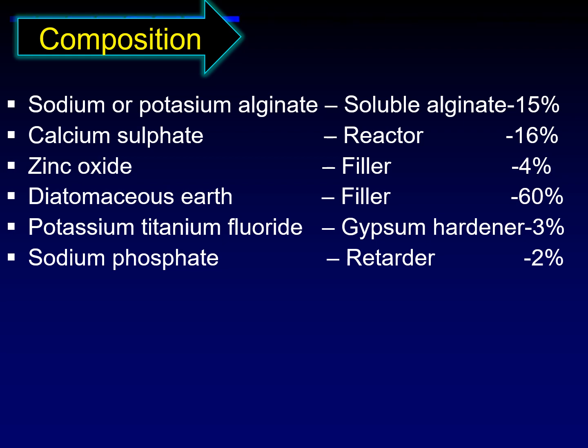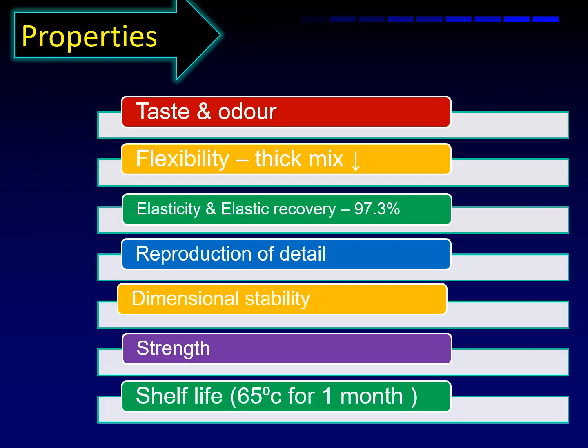Moving on to the composition, the major ingredient is sodium or potassium alginate, and we have calcium sulfate, which is the reactor, and the fillers zinc oxide and diatomaceous earth. Potassium titanium fluoride is the gypsum hardener. Sodium phosphate is the retarder.